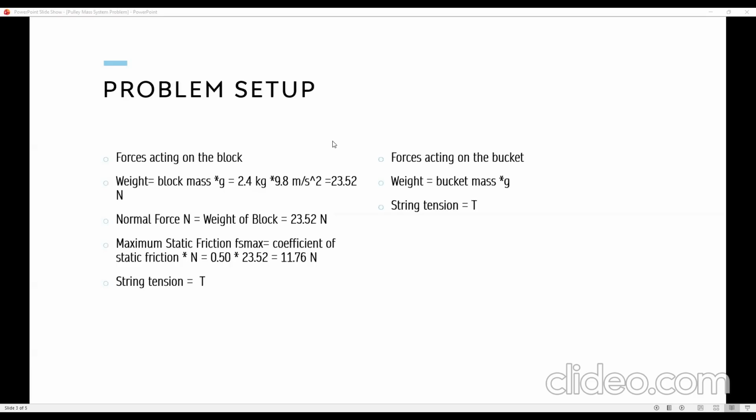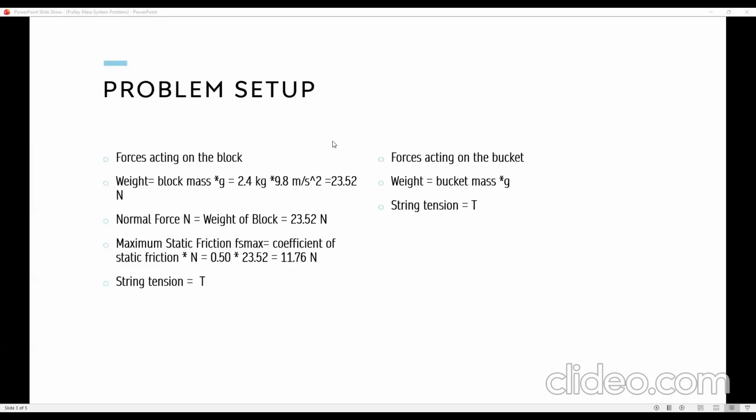For the block, one of the forces acting on it is going to be the force of weight, which is equal to the mass of the block times the acceleration due to gravity. So that would be 2.4 kilograms times 9.8 meters per second squared, which gives us a value of 23.52 newtons. We also have to take into account the normal force, which in this case is equal to the weight of the block, going in the other direction. But we're going to ignore the signs for this problem.